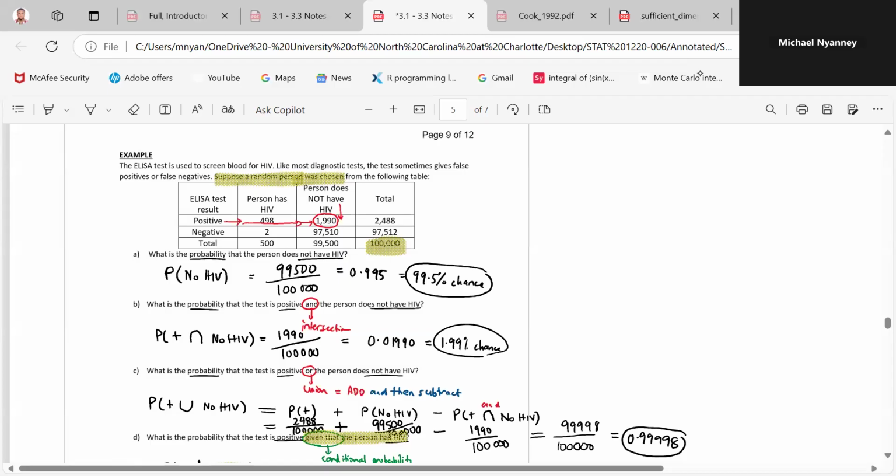So the columns are person has HIV, person does not have what? HIV. And we have the rows to be positive and what? Negative. And we have some numbers within them. So these numbers tell us the intersection between the rows and the columns.